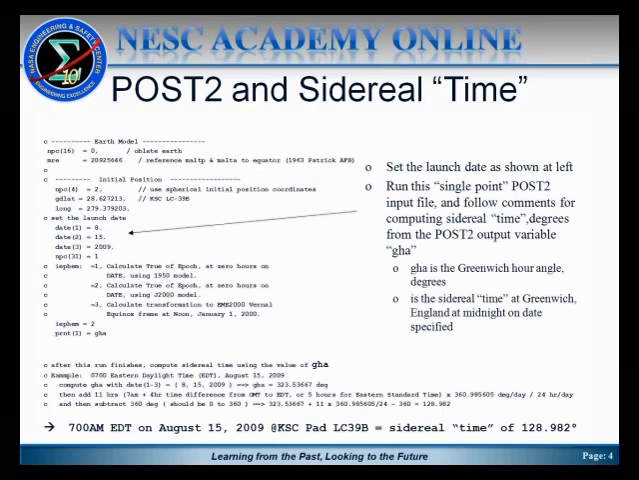And it's the Greenwich hour angle in degrees, and it represents the sidereal time at Greenwich, England at midnight on the date specified, or the 0 hour on the date specified. So down at the bottom of the slide shows an example of how you would take the Greenwich hour angle calculation that's output from post and use it to compute the sidereal time. First, you would extract from the output listing the value of GHA for this scenario that you've put in, and you would find it would have returned a Greenwich hour angle of 323.53667 degrees.